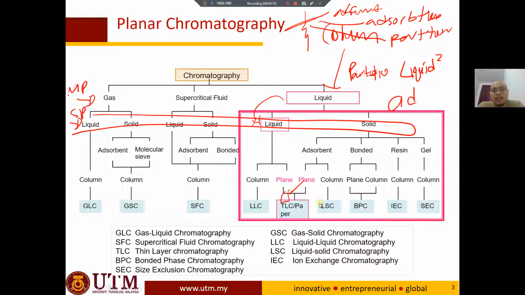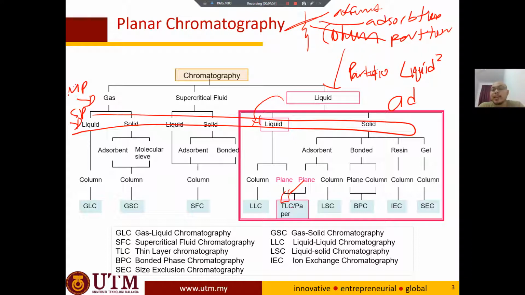Basically, we can ask you guys to please describe the nature of the liquid chromatography on the planar. You should be able to state that planar chromatography, or paper chromatography, is part of the partition chromatography, or what we call the liquid that contains the liquid mobile phase and also liquid stationary phase. For example, please mention the nature of the TLC.